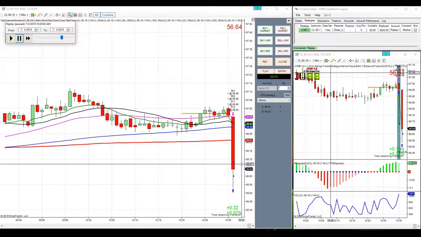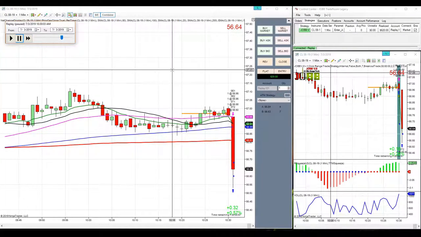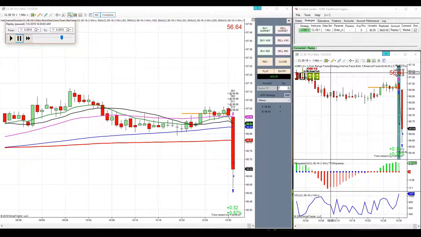Breakout could break down or it could break up. Down doesn't necessarily mean bad. It's just a direction. So that's the breakout. The next trade I'm going to show you is called the range trade.